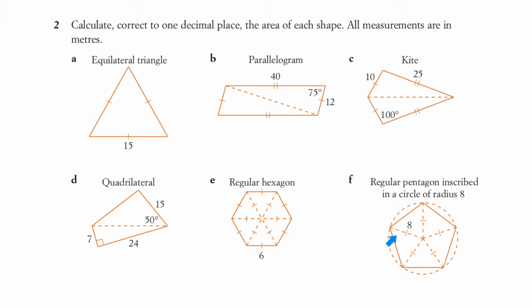So if that's all 108, then that one there, the triangle one, is going to be 54. Because it's an isosceles triangle, that's also 54. So together they add up to 108. If they add up to 108, then this must be 72. So we can use the formula now because we have an included angle. So it's going to be half of 8 times the sine of 72. And once we get that answer, we multiply it by 5 because we've got 5 of them.